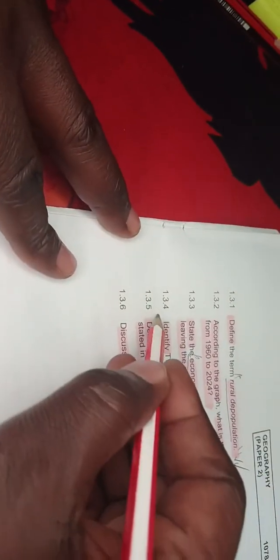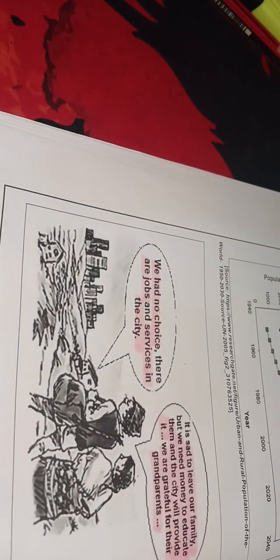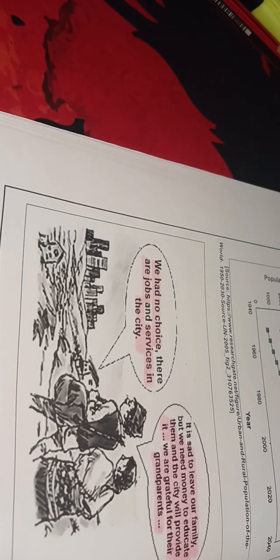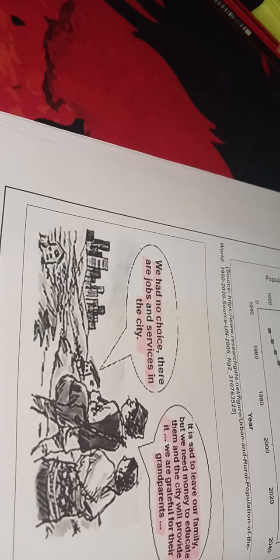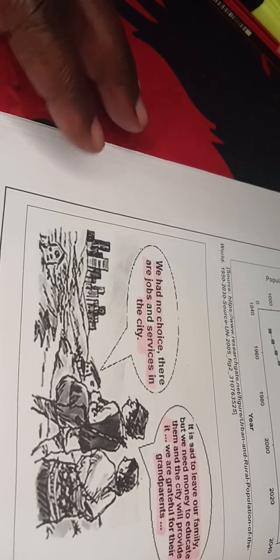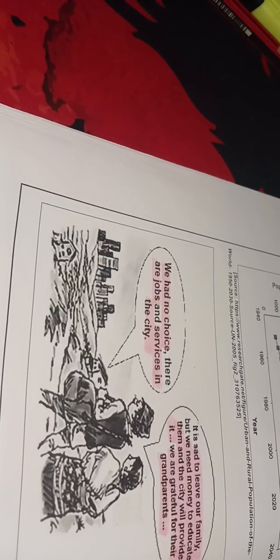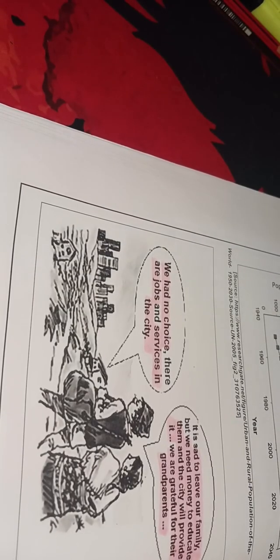Identify two pull factors illustrated in the cartoon. Pull factors are what is attracting people to go and stay within the urban areas. What two pull factors are included there? Better paying jobs. Don't just say education, please. Better education, better job opportunities. Don't just say jobs, guys. Better job opportunities. More services available. These are the pull factors. Higher standards of living. Of course, that's correct.